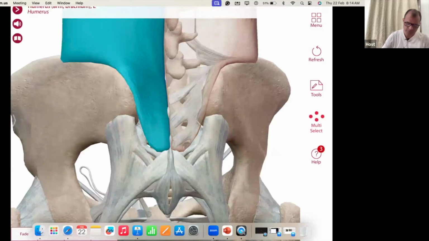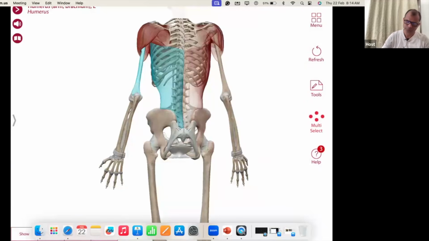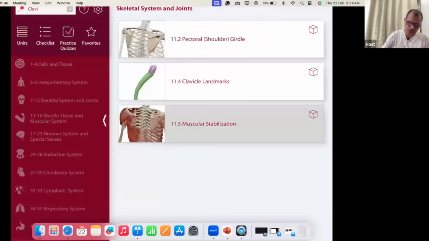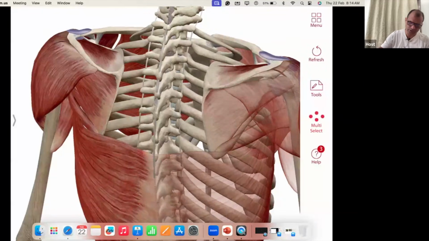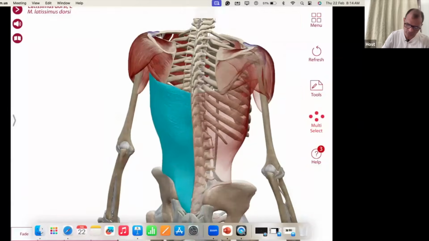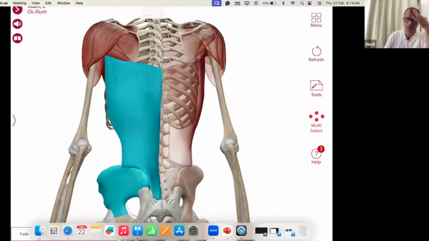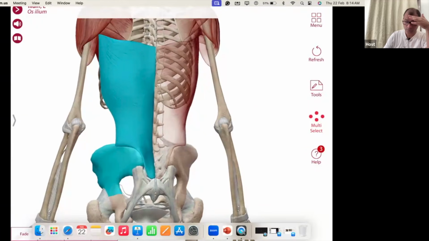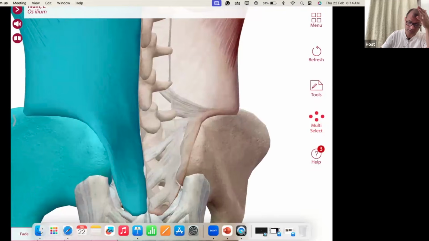लेट्स सी हियर. So this is the latissimus dorsi. The latissimus dorsi is a very big muscle. You can see it's attached with the hip bone. We can see it's attached with the iliac bone or the hip bone. It's attached with the sacrum bone. हमारी sacrum bone से भी attached है.